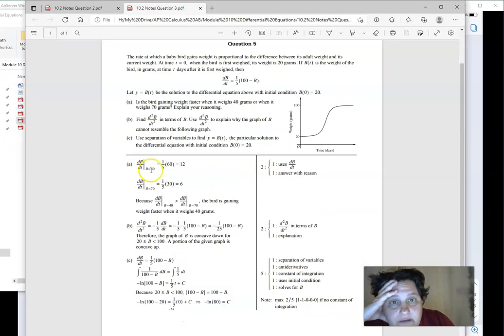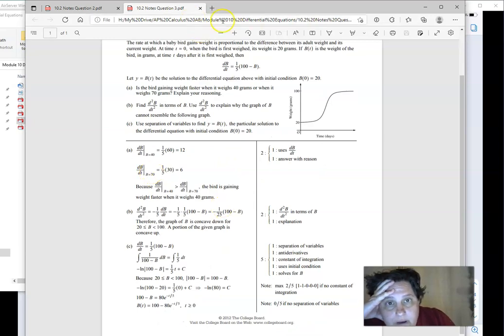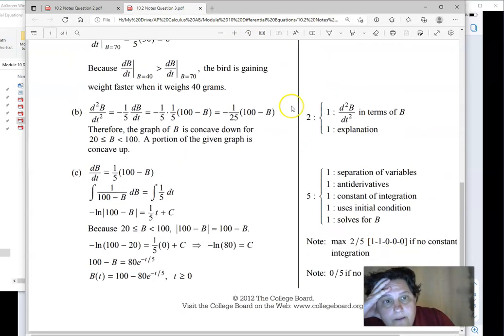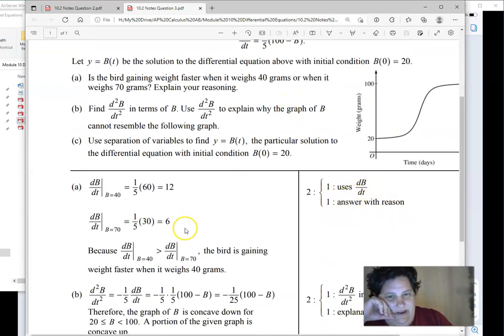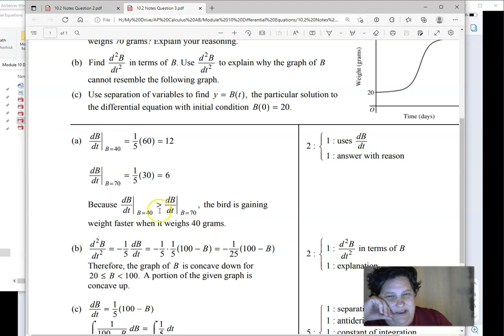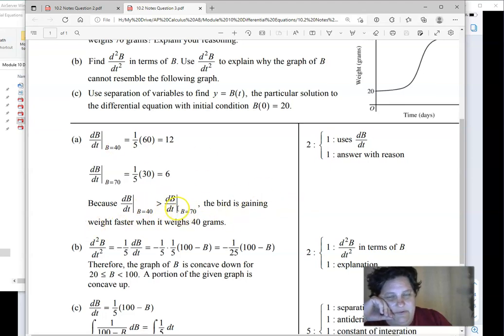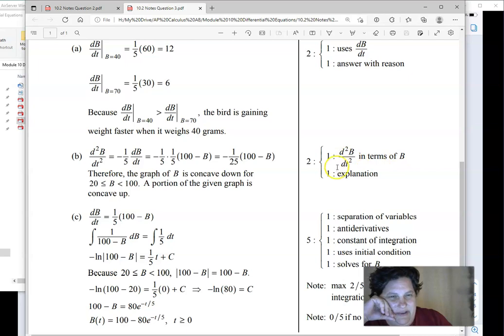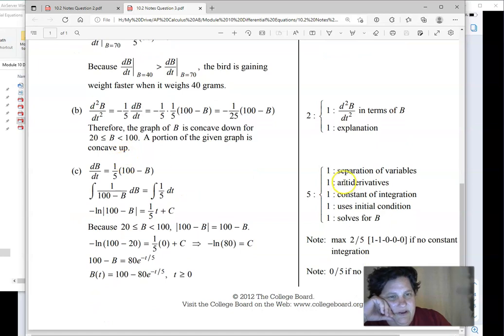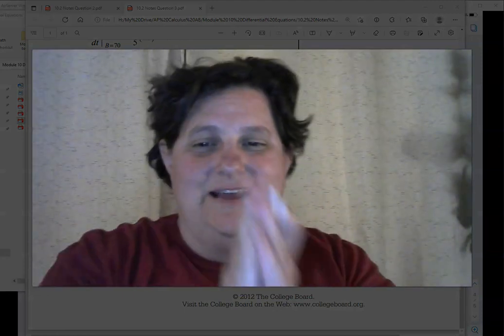Let's check out our points on this one. Question 3. Okay, so we used dB dt. We gave an answer with reason. That's because 40 is bigger than 70, faster as 40. Okay, cool. We found the second derivative. That gave us a point, the explanation. It's concave down. The portion of the graph given is concave up, so that was wrong. And then separation of variables, finding the antiderivatives, finding the plus C, using the initial condition, the ln of 80, solving it. Okay? And that's what we got. Dang, super cool. I wanted to keep it under 45 minutes, and I did.